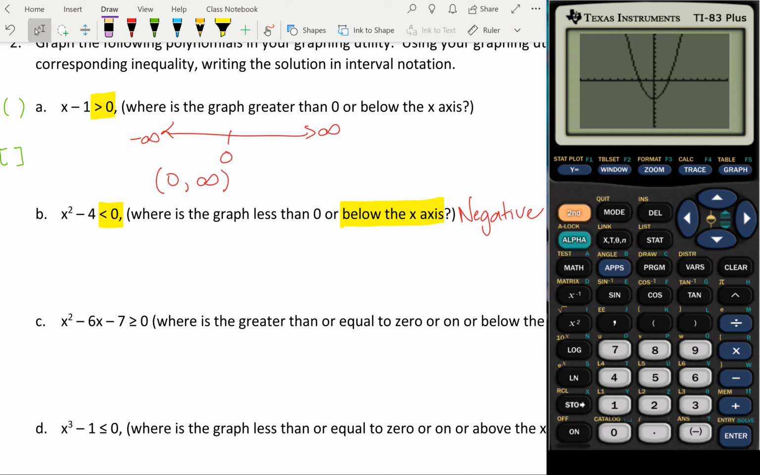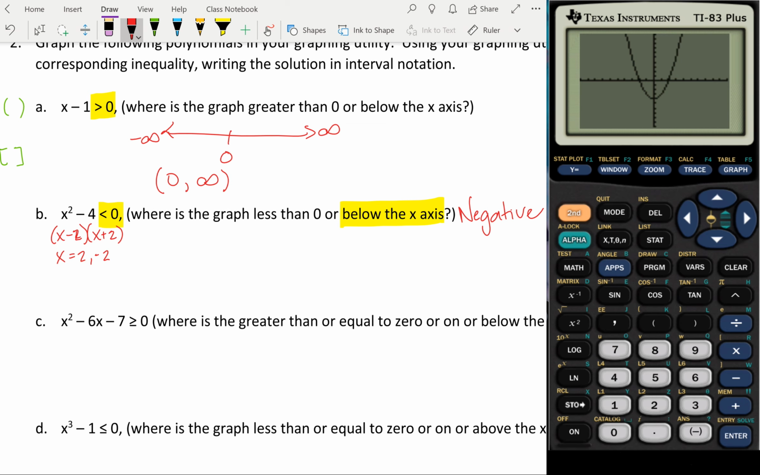Okay, if I look at my graph, I'm looking for the negative answers. Where is it negative, below the x-axis? It looks like it lands on the x-axis at -2 and 2, which makes sense, because if we were to factor this, we would get x minus 2, x plus 2. So we know that the x values are at 2 and -2. Those are going to be our values that we're going to look at.